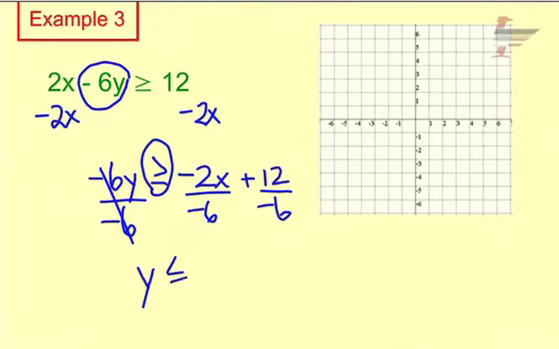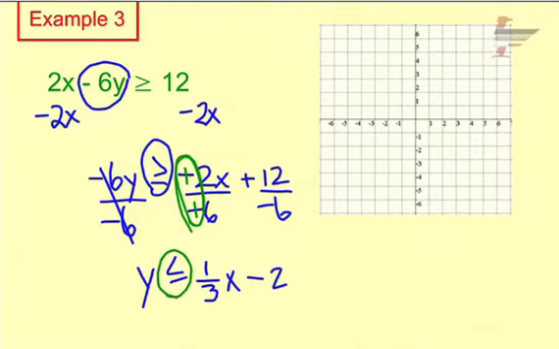Here's another one of those fractions. I want to make sure you guys are starting to catch more. If we have a negative divided by a negative, it becomes positive. So a 2 over a 6 reduces to a 1/3 x. And then plus a 12 divided by a negative 6 is a negative 2. So here's our inequality.